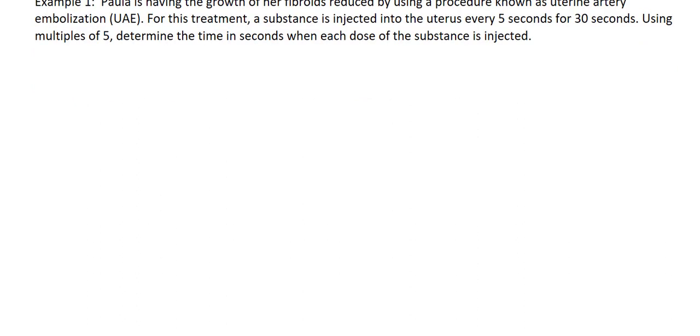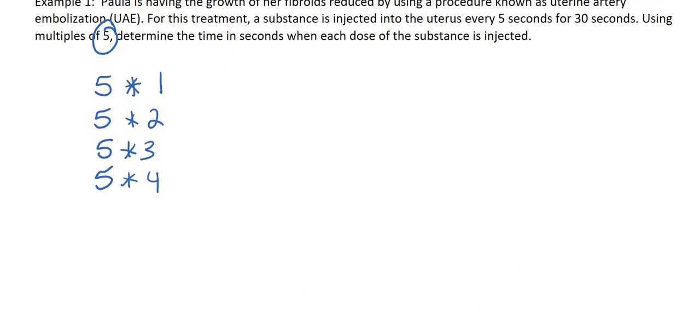So our base number, right, is 5. So we're going to go ahead and put 5 down a few times here. And then what we're going to do is multiply by first 1, then we'll multiply by 2, we'll multiply by 3, and we'll multiply by 4, and we'll see where that takes us first.